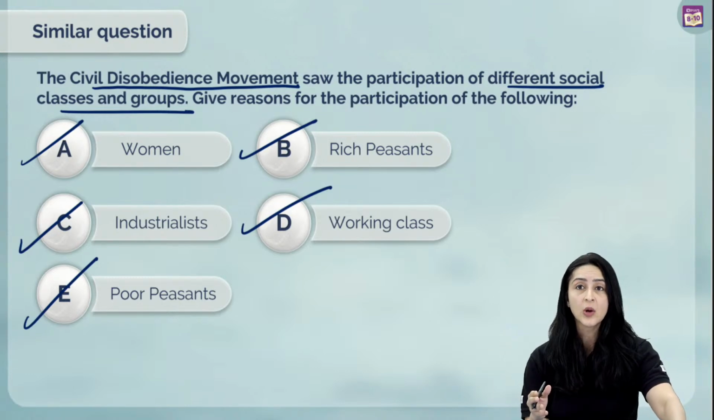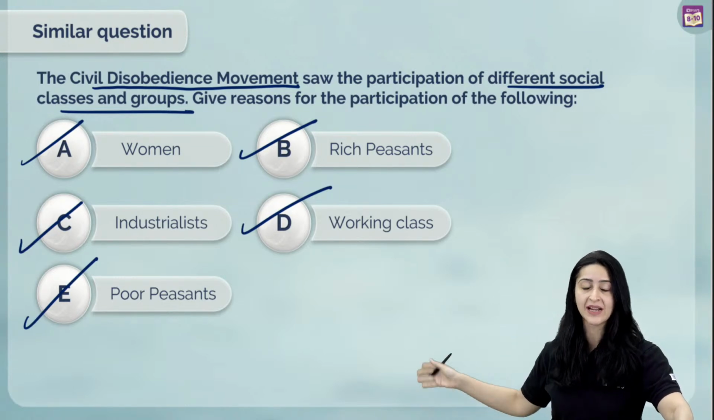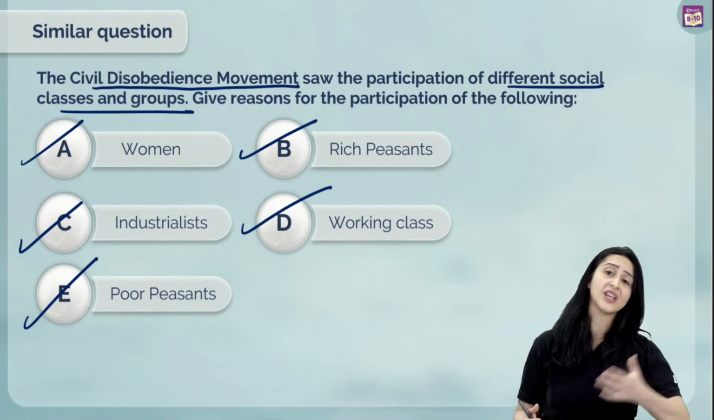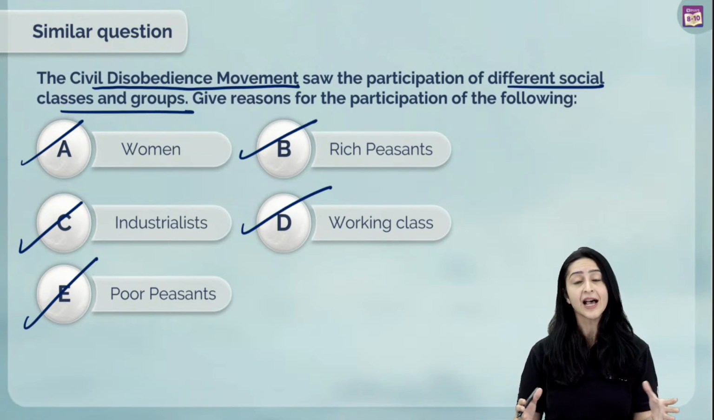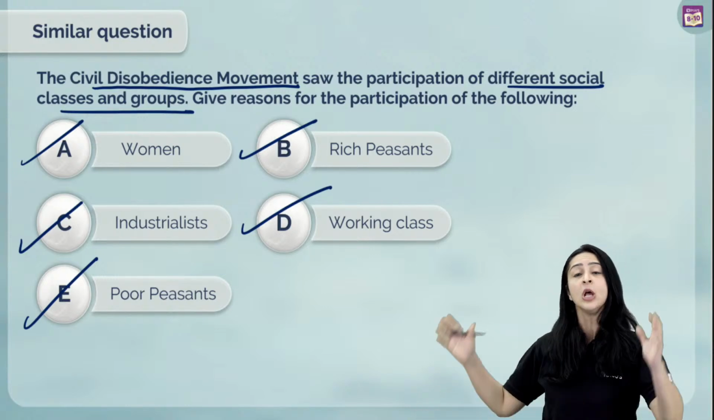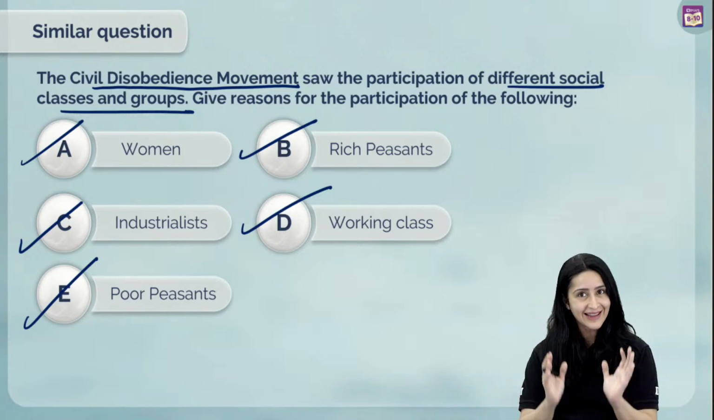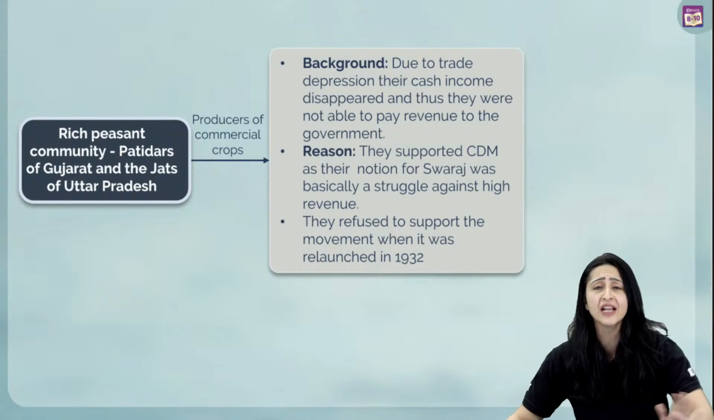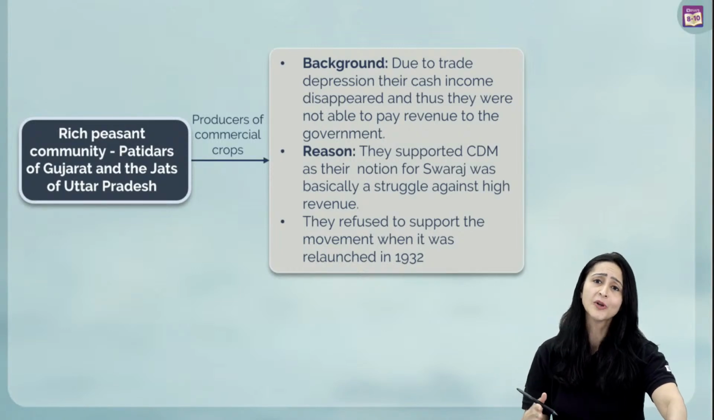So you could get questions on any one of these. They may tell you, tell us about the participation of the women, or tell us about the participation of the industrial classes, or they may ask you about participation of all these social groups, in which case it will be a long question. Again, we have discussed this in our history section in a lot of detail.